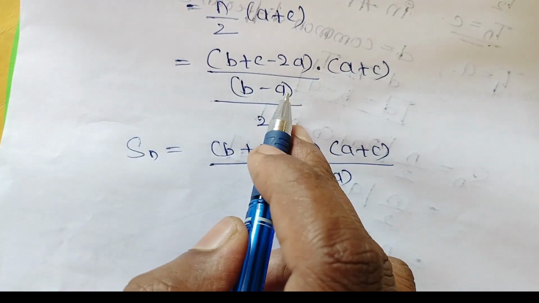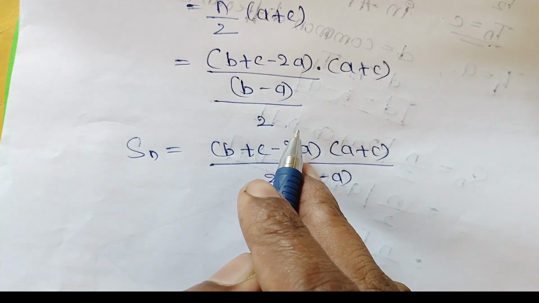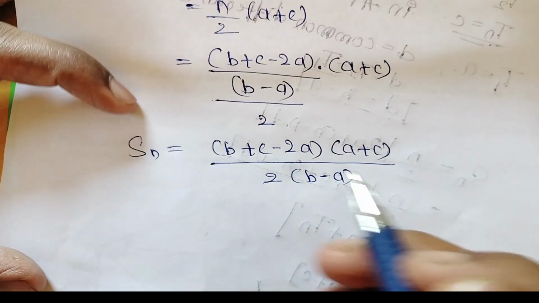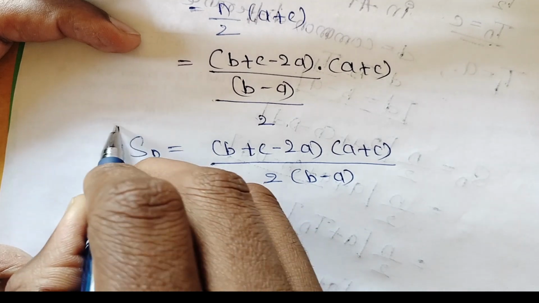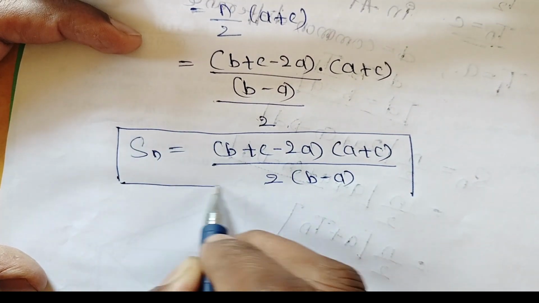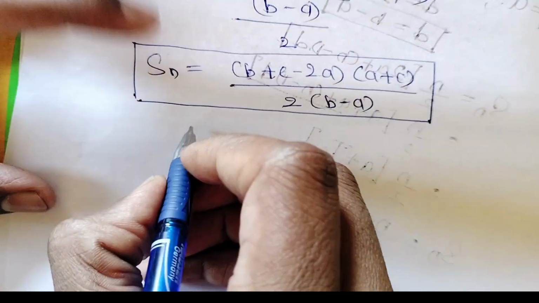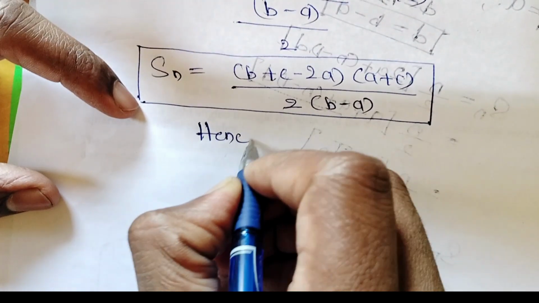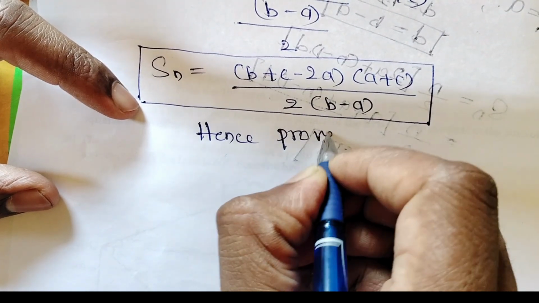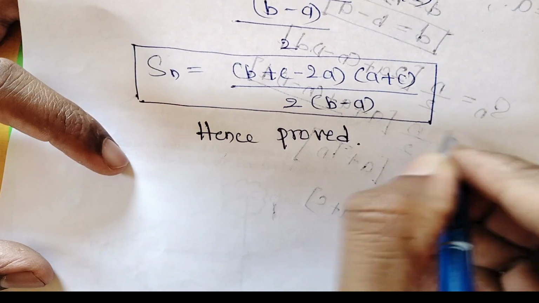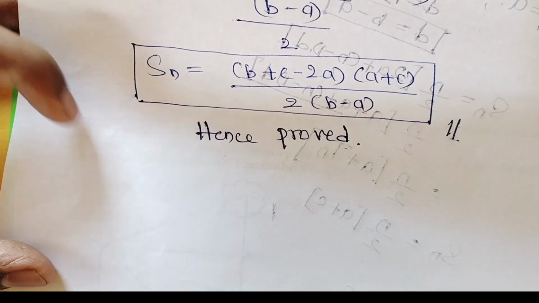Denominator in the numerator becomes denominator in the denominator. So it's proved here. This is the answer. So we have the right side, hence proved.